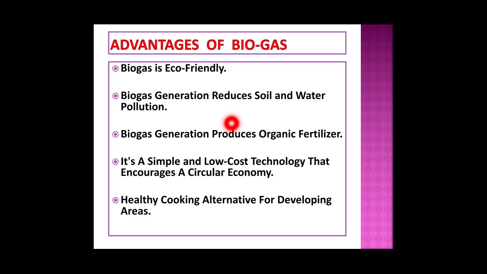Advantages. Just like any other non-conventional source, it is eco-friendly. It reduces soil and water pollution. How? When we throw waste, it spoils the soil all around. The land becomes polluted, as well as water, because we throw waste in water also. But if we produce biogas from that waste, land, water and soil will be less polluted. Biogas generation produces organic fertilizers, which can be used in the agricultural field. It's a simple, low cost technology and a healthy cooking alternative for developing areas.